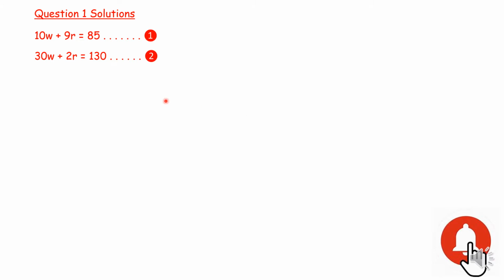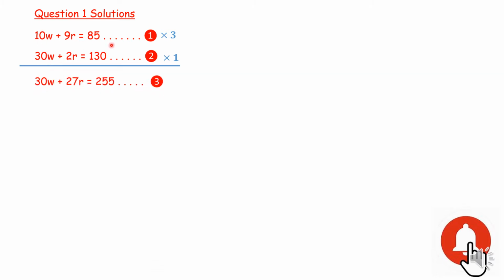Right, so let's bring the two equations back. We are going to solve these two equations simultaneously. Now, it is very imperative that you use whatever method. I'm trying to make the coefficients of W the same by multiplying equation 1 throughout by 3. That means I'm going to multiply that 10W by 3, and also the 9R by 3 as well as 85, so that I can have my coefficients for W to be equal, and then I can eliminate them.